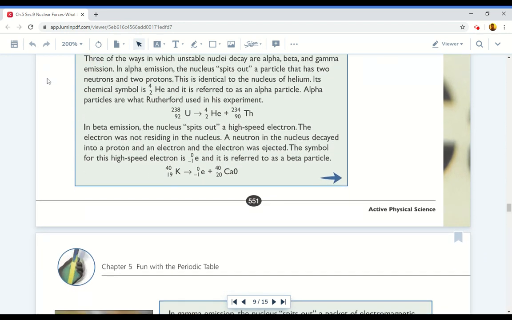3 of the ways in which unstable nuclei decay are alpha, beta, and gamma emission. In alpha emission, the nucleus spits out a particle that has 2 neutrons and 2 protons. This is identical to the nucleus of helium. Its chemical symbol is 4/2 He, and it is referred to as an alpha particle. Alpha particles are what Rutherford used in his experiment.